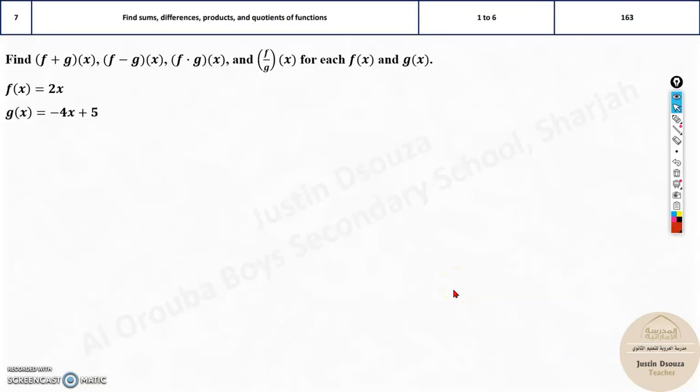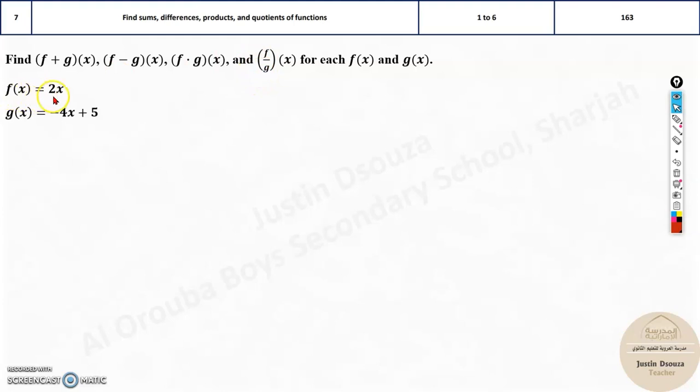The seventh topic is another easy topic. Here we have to just find the sums, differences, products, or quotients of functions. That is basically f plus g of x, or f minus g, which is subtraction or difference. The product is by this dot, plus is addition or sums, and division or the quotient is f by g.